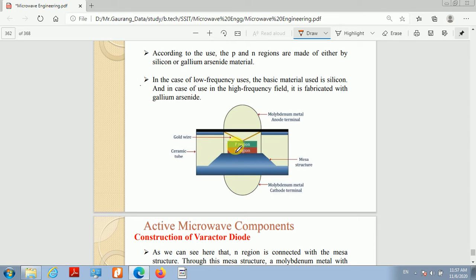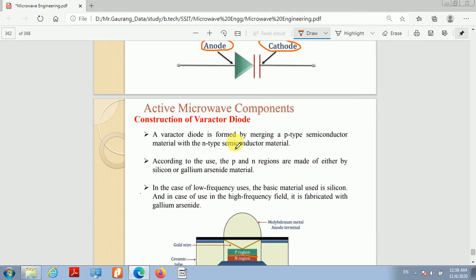Okay, so basically this is the PN junction. Here there is a PN junction, P region and N region. The anode is taken from the P region and the cathode is taken from the N region, and there is a mesa structure. The anode terminal is a molybdenum metal anode terminal, and the cathode terminal is a molybdenum metal cathode terminal. The entire structure is enclosed in a ceramic tube. So this is a typical structure of this Varactor diode.